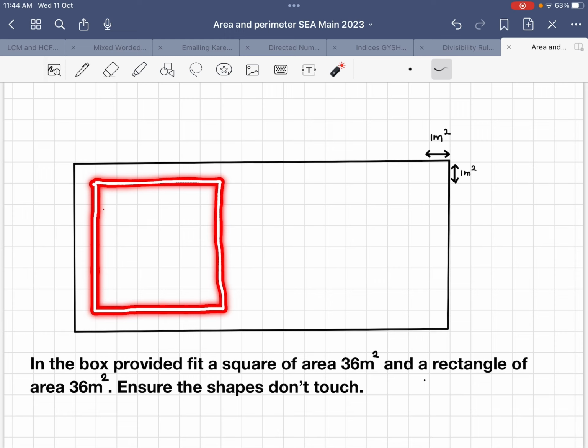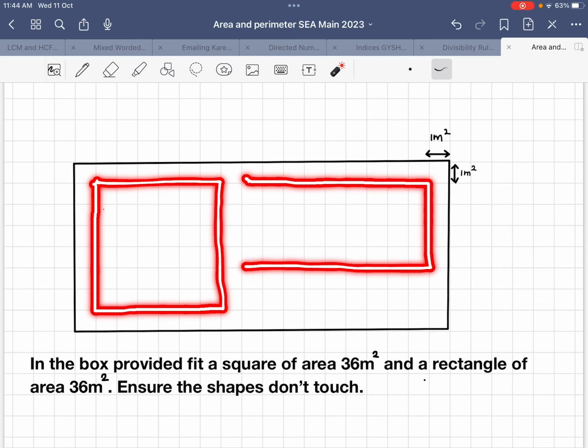So by trial and error, you will realize that it's only the 4 by 9, 4 nines are 36, that can fit. So let's see, 1, 2, 3, 4, 5, 6, 7, 8, 9. 9 times 4, 1, 2, 3, 4. So that's your two shapes, your square and your rectangle.